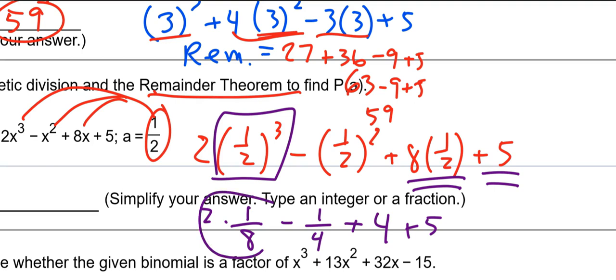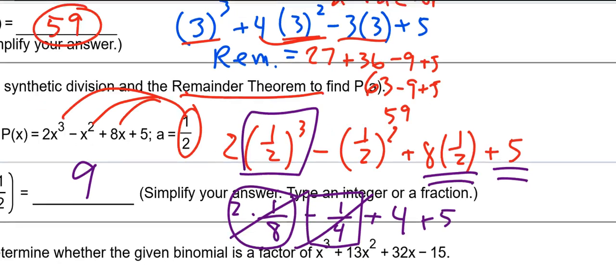Well, 2 times an 8th, that is 1/4, right? 2 over 8 is 1/4. And if we're going to subtract a quarter, well, those will cancel out, and so we just get 5 plus 4, or 9. Does that mean that 1/2 is a 0 of the function? It definitely is a big fat no.